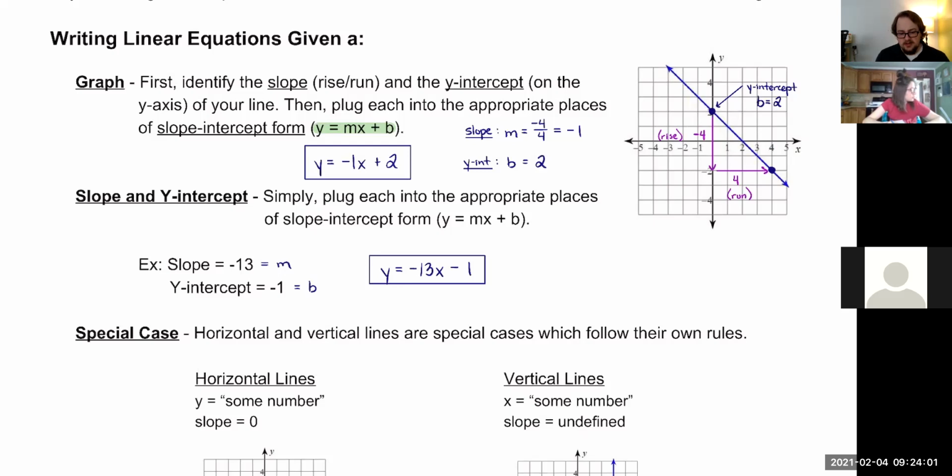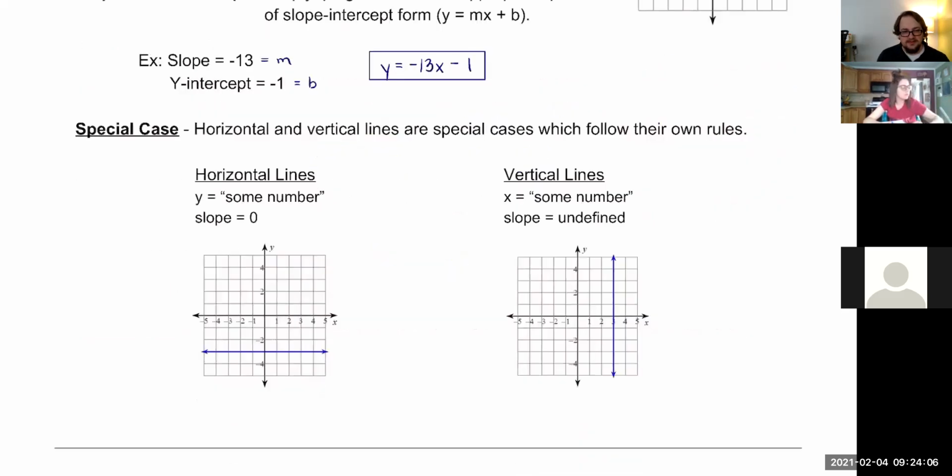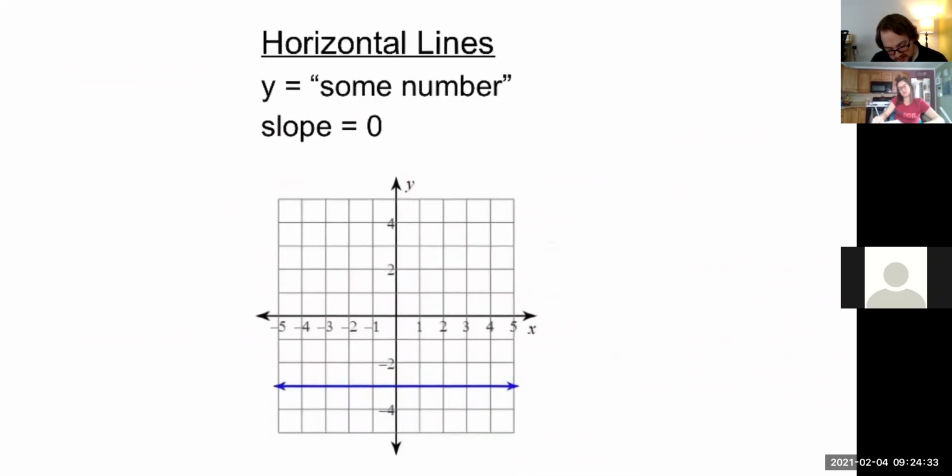All right, the third case here, oh, please don't freeze on me, screen. There we go. Is going to be what happens when those two special cases we kind of alluded to the other day, I think it was 2 days ago. How do we write those equations? Well, it depends on what information you're given. And from that, then you need to just remember how those are particularly formatted. So I'm going to start with horizontal lines.